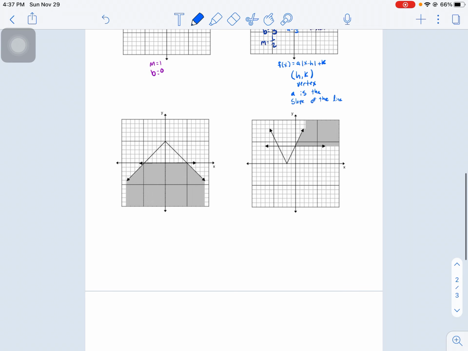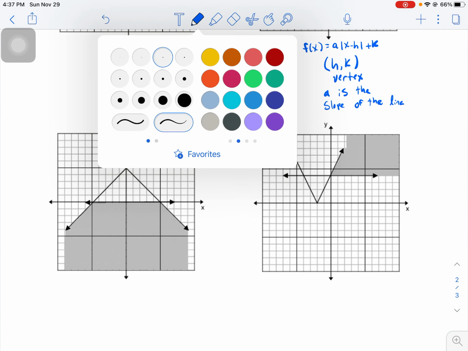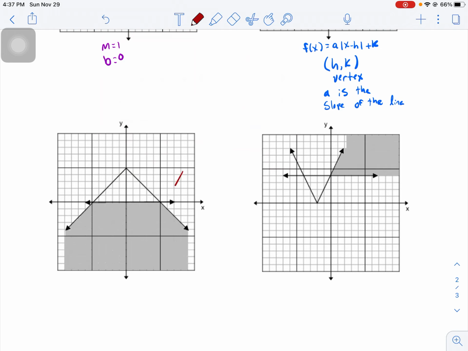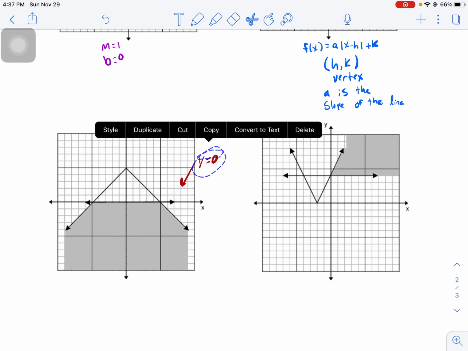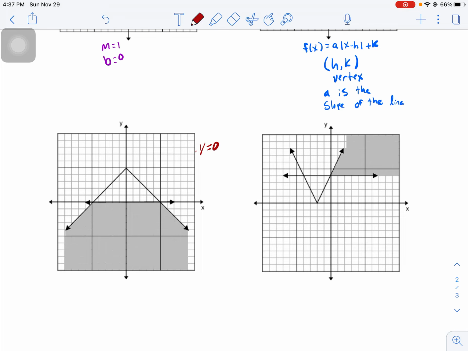All right, we got a couple more absolute values for some good practice. If we're taking a look at this, we have a horizontal line. That horizontal line is at y equals 0. So that's going to be our first one: y equals 0.